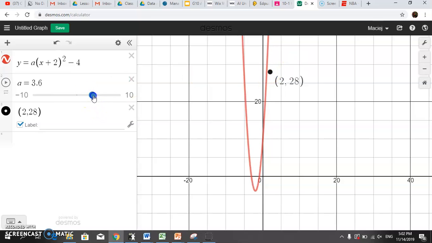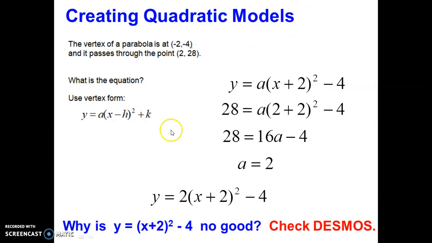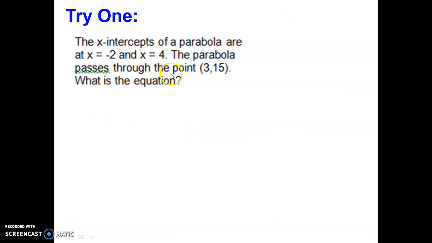When the a value is any other value, we still have the same vertex, but it doesn't pass through that point. So there's only one of the infinite parabolas that passes through that point, and it is when a is 2. All right, so that's the introduction. So try this. Try the same approach for this one.